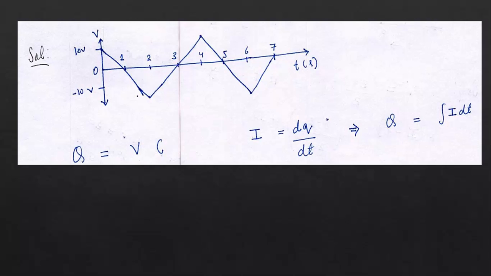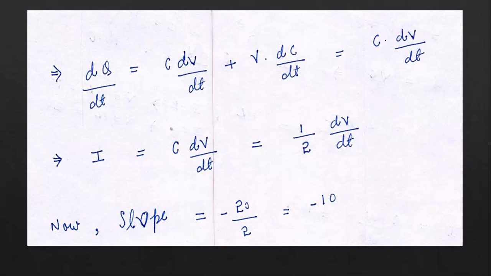For a capacitor we know that Q is equal to Vc. So I will be equal to dq by dt, and differentiating Q is equal to Vc with respect to time, we get dq by dt is equal to I, and that is equal to V dc by dt plus C dV by dt. Now capacitance is constant, so dc by dt will be equal to 0 and we will get I is equal to C dV by dt.